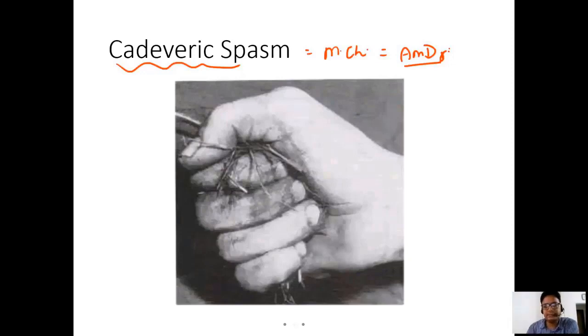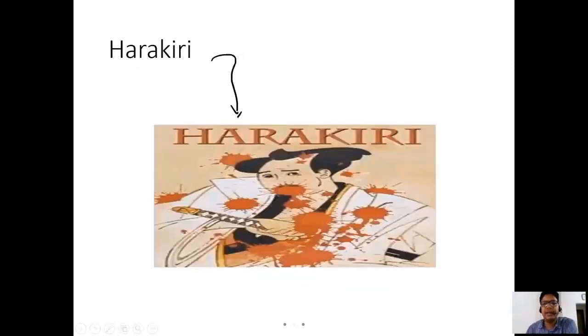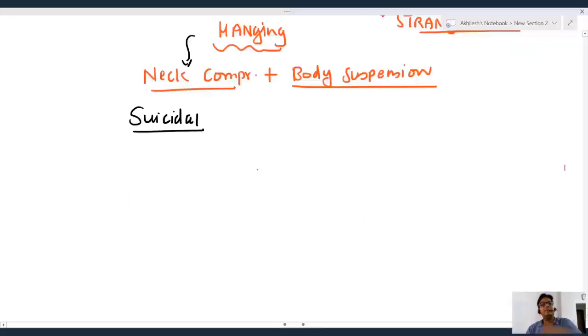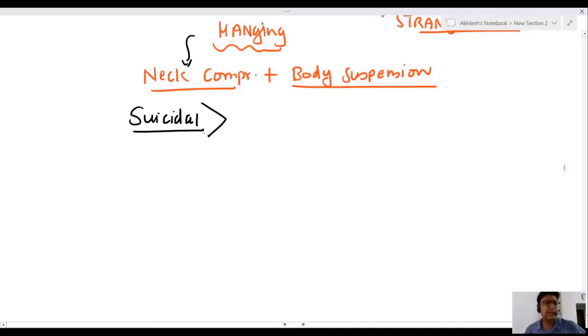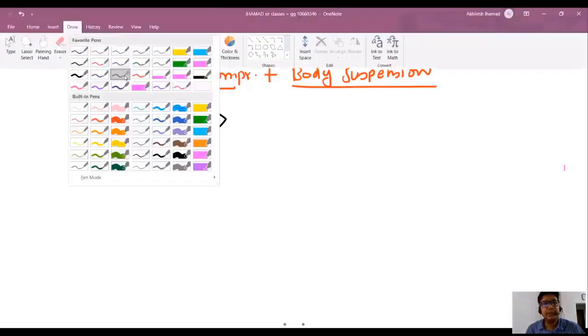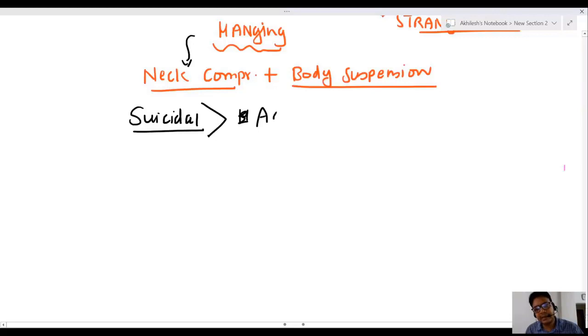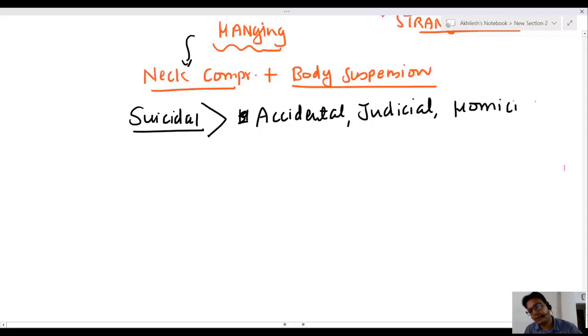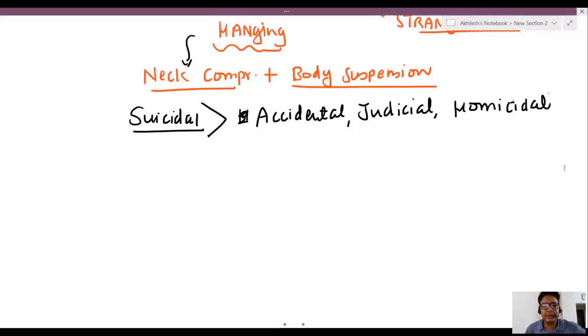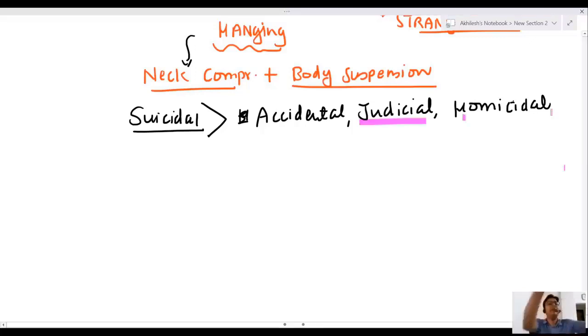So now I'm coming to hanging. Hanging is body suspension plus neck compression, and mostly it is suicidal. Suicidal means you commit suicide, putting a dupatta, like Sushant Singh Rajput committed suicide. But sometimes it may be accidental, judicial, which is in practice in India, and very rarely homicidal. You die accidentally, that is accidental. Government kills you, that is judicial. Some other person hangs you, that is homicide. But most common is suicidal.